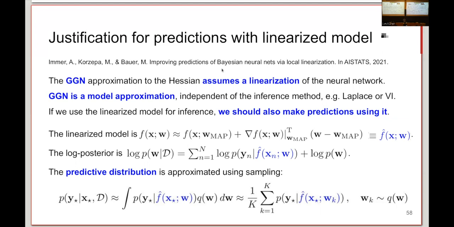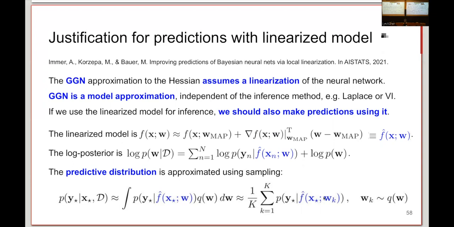The generalized Gauss-Newton approximation to the Hessian is obtained by replacing your nonlinear neural network with a linear model on the weights, a linear approximation in the weights. It's actually the true Hessian of a linear model based on those features given by the first derivative. If you are using that in your Hessian approximation, you should also use it to make predictions. They propose to do sampling, but now with the linear model. So they have this same linearized model that we saw before, and when they make predictions, they sample from the Gaussian on the weights but use the linearized model to make predictions.